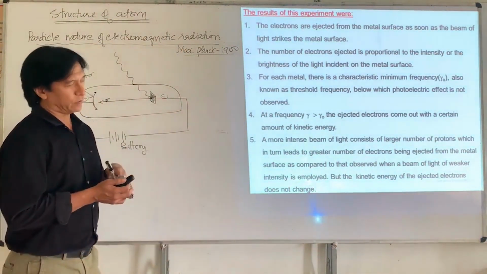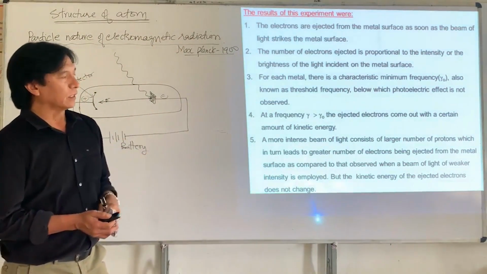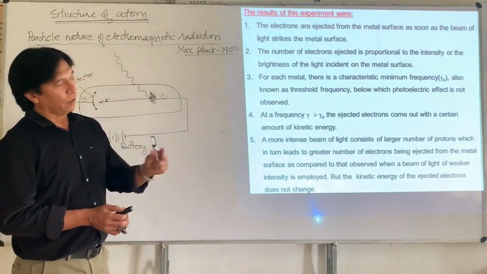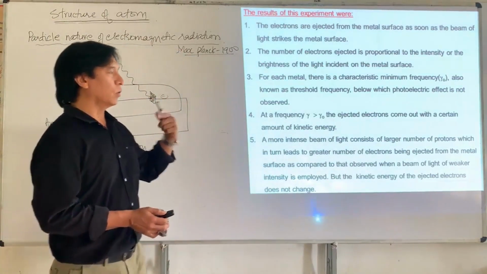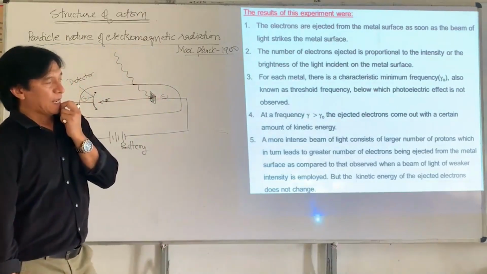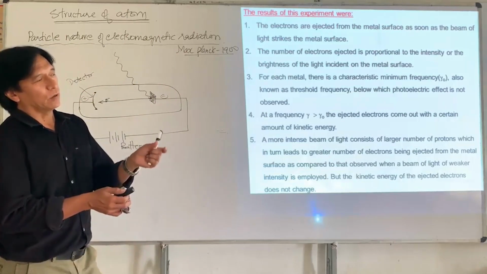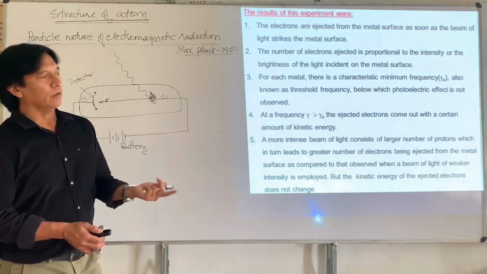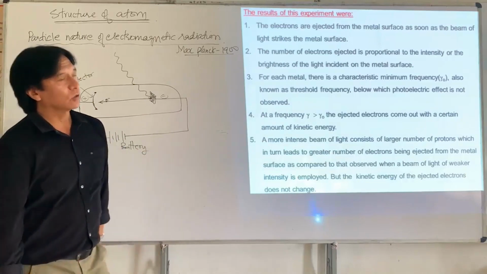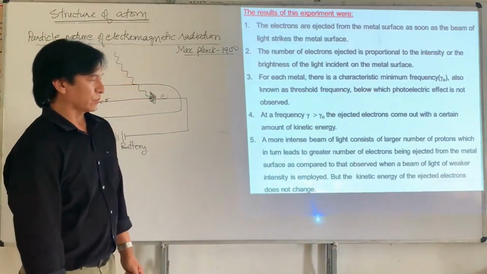So when you have a beam of light of greater intensity, it will have more photons. When you have more photons, then more electrons will be ejected from the metal surface, right? So if you have a beam of light of weaker intensity, then in fact there will be fewer photons, and fewer electrons will be ejected from the metal surface.